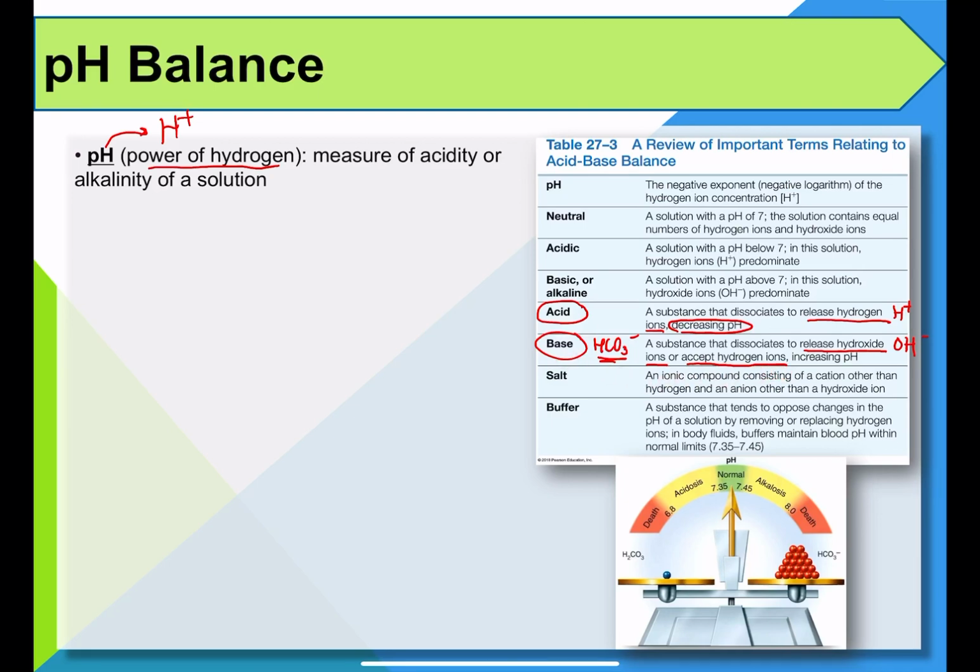And a base increases the solution's pH. So make sure you don't mix that up on the exam. Decreasing pH is acidic, increasing pH is basic. I see a lot of times students get confused. They know what's an acid, what's a base, what's acidic, what's basic, but somehow the pH value sometimes messes them up. So make sure you remember: low pH value, acidic. High pH value, basic.